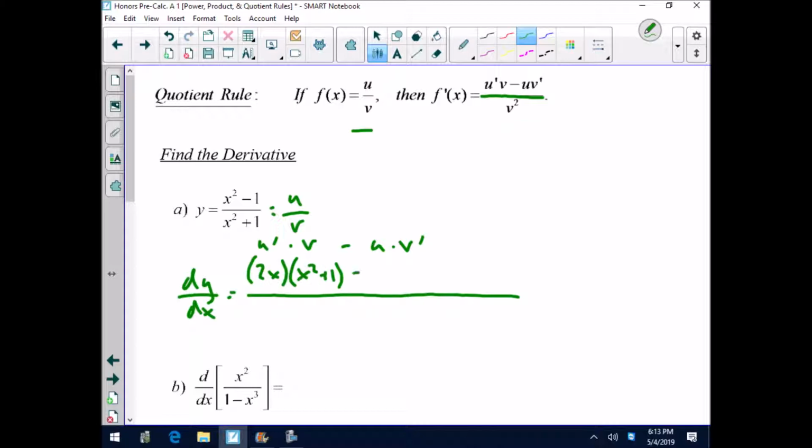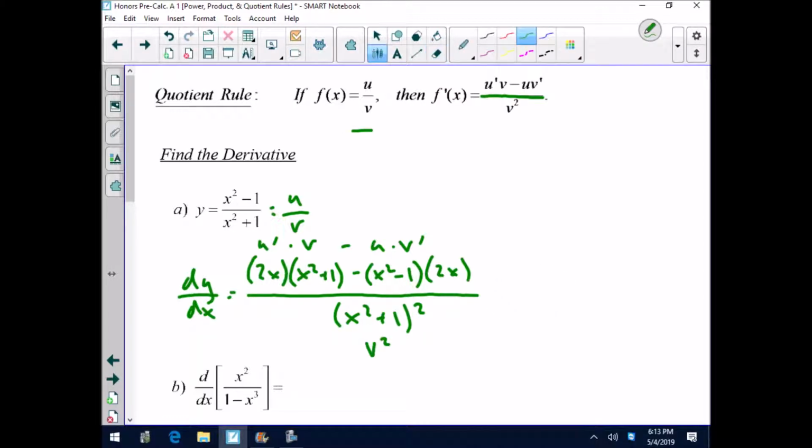And then right here we would say minus, and then our u, or the numerator, of x squared minus 1 times our derivative of our denominator, which would again be 2x. And then this is all being divided by that denominator of x squared plus 1 on v squared. And that's our derivative, right?